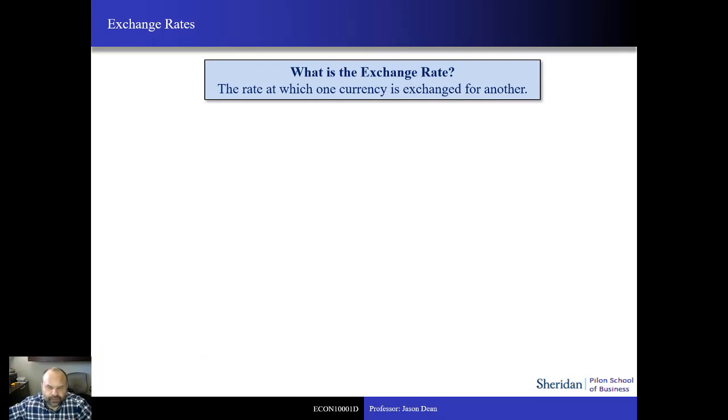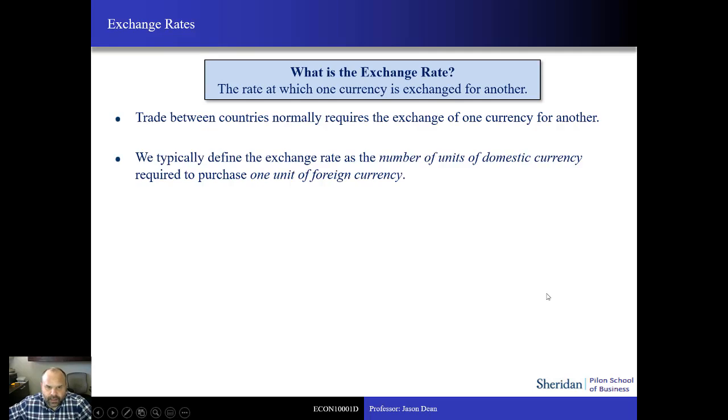I'm sure many of you have traveled before, and in order to purchase stuff in the country you're traveling to, you need to give up some of your currency to get some of theirs. And the rate at which you do that is the exchange rate. Now, trade between countries normally requires the exchange of one currency for another. So it's not just when you travel there, but also businesses who buy from other countries. So we're thinking here of exports and imports. There need to be transactions related to currency.